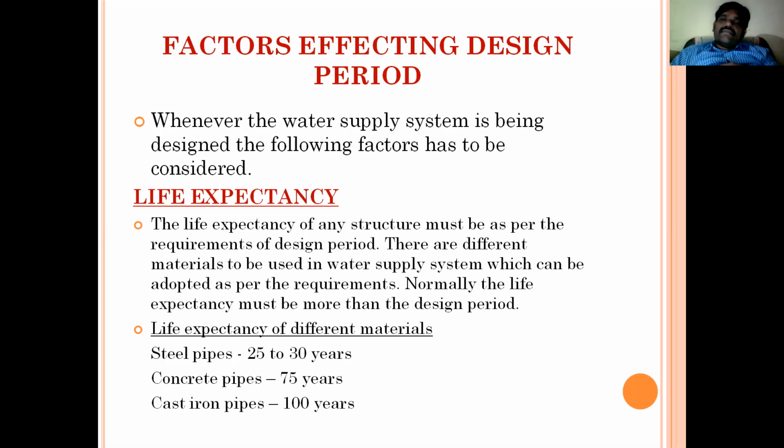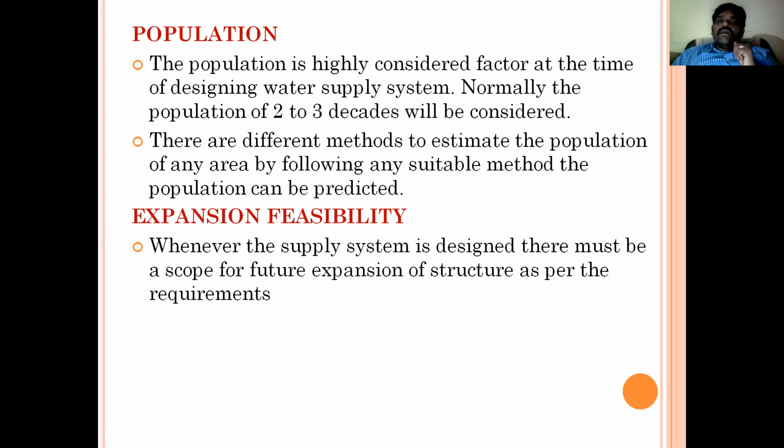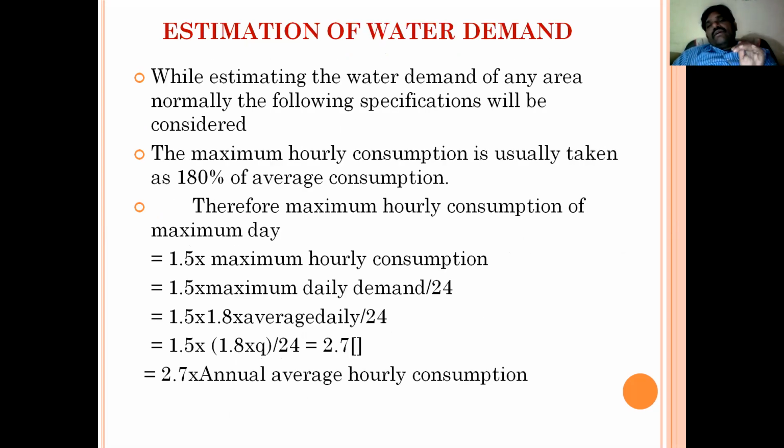That is why life expectancy is given priority as one of the components influencing design period, followed by lead time, economy, population, expansion, and feasibility. And this is the formula. Here you must remember the thumb rule. The maximum hourly consumption is usually taken as 1.8 times the average daily consumption. How can we get it? Simply by dividing by 24. So 1.5 into 1.8 into Q by 24. This is an empirical formula. Go with calculations: 1.5 into 1.8 into Q by 24 equals 2.7. To that 2.7 into the annual average hourly consumption, we'll get the water demand of the particular area.